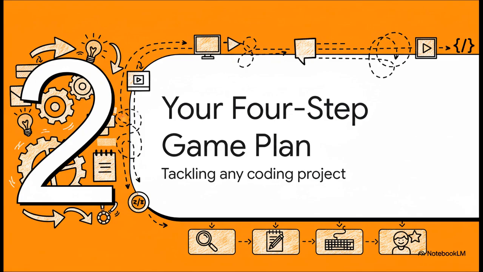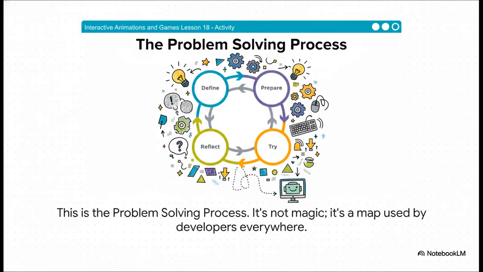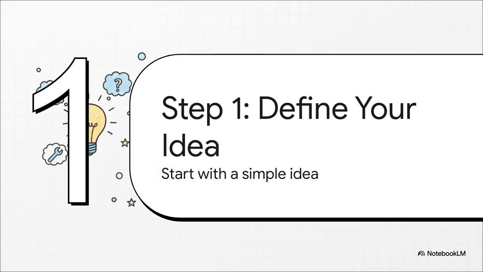Okay, now for the secret sauce to tackling this, or really any creative coding project. It's your 4-step game plan. Now, this isn't just some random workflow we made up. This is the official problem-solving process. It's a map that professional developers use everywhere to turn a big idea into a real working program. As you can see, it's a cycle. You define your idea, you prepare a plan, you try to build it, and then you reflect on what you made. So let's jump right into that first part of the cycle.